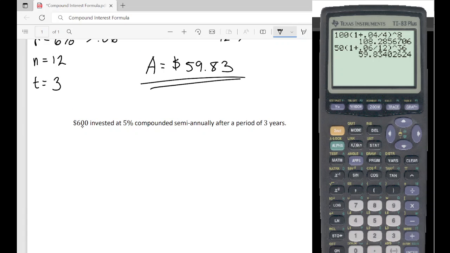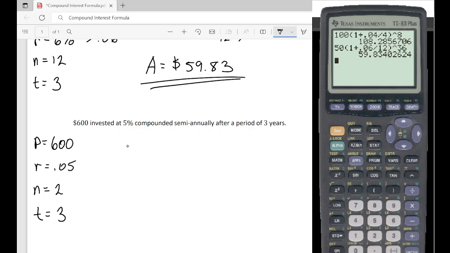Now we have this one, $600 invested at 5% compounded semi-annually after a period of 3 years. So again, what do we know? We know that we have $600 starting off for our principal. Our rate is going to be 0.05. Our compound period is semi-annually, and semi-annually just means twice a year. So n is going to equal 2. And our period of time is going to be 3 years.